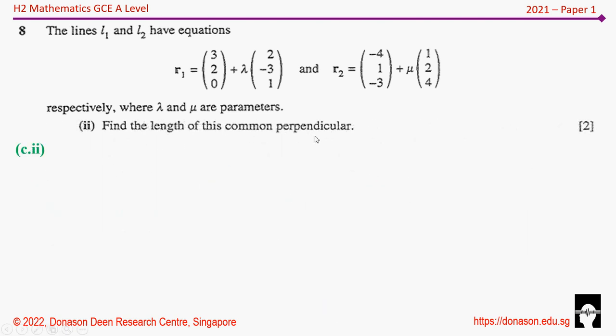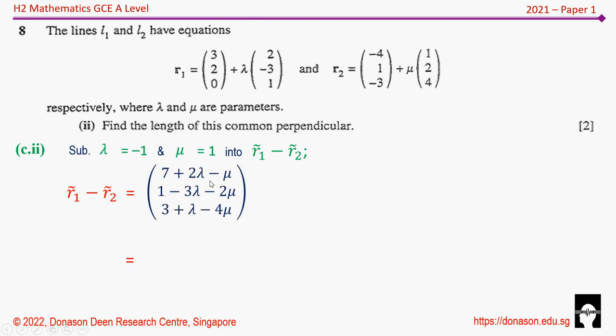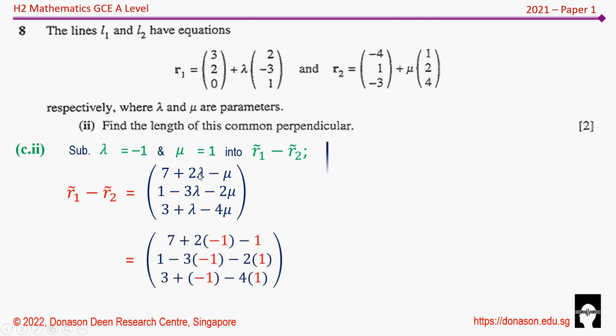So find the length of this common perpendicular. The length of the common perpendicular will be, substitute lambda equal to -1 and mu equal to 1 into the common perpendicular, which was R1 minus R2. Just now when we expressed it in terms of lambda and mu, this is what we had. So we're going to replace lambda with -1 and mu with 1, find the vector R1 minus R2, and then look for the magnitude of R1 minus R2. So let us do that. I've replaced all the lambdas with -1 and mu is equal to 1, so all we need to do is simplify.